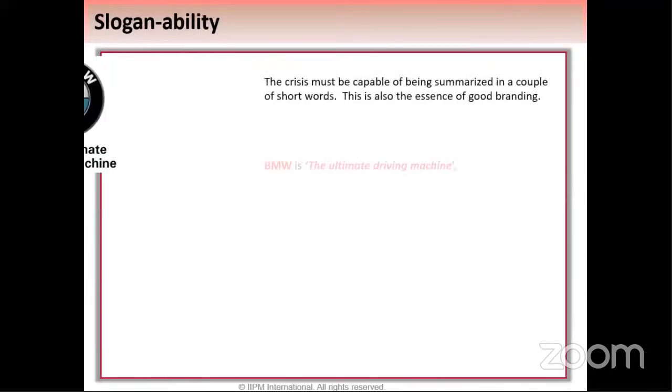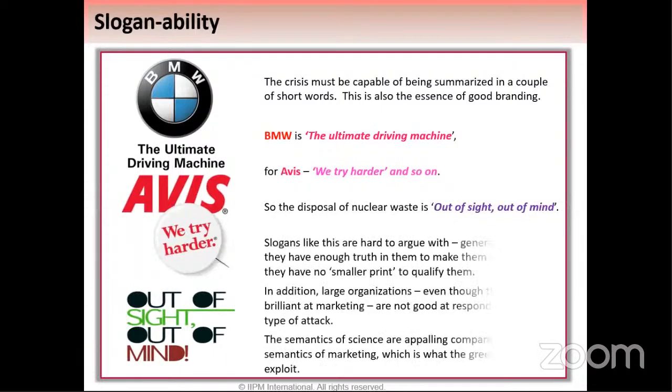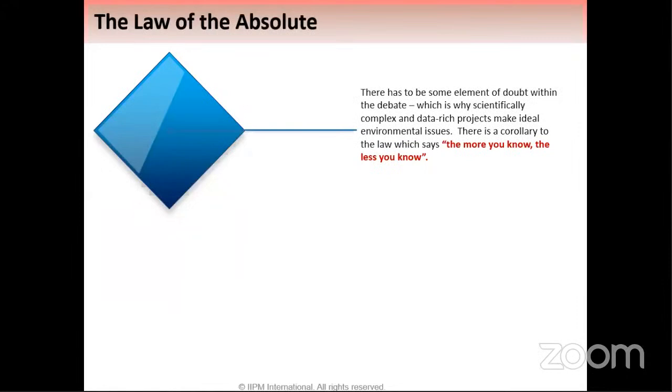Then we have sloganability. The crisis must be capable of being summarized in a couple of short words. This is also the essence of good branding. Like BMW's branding, "The ultimate driving machine." Then we have Avis, which says "We try harder." Then there is this one that says "Out of sight is out of mind," that has to do with a chemical producing company. Okay.